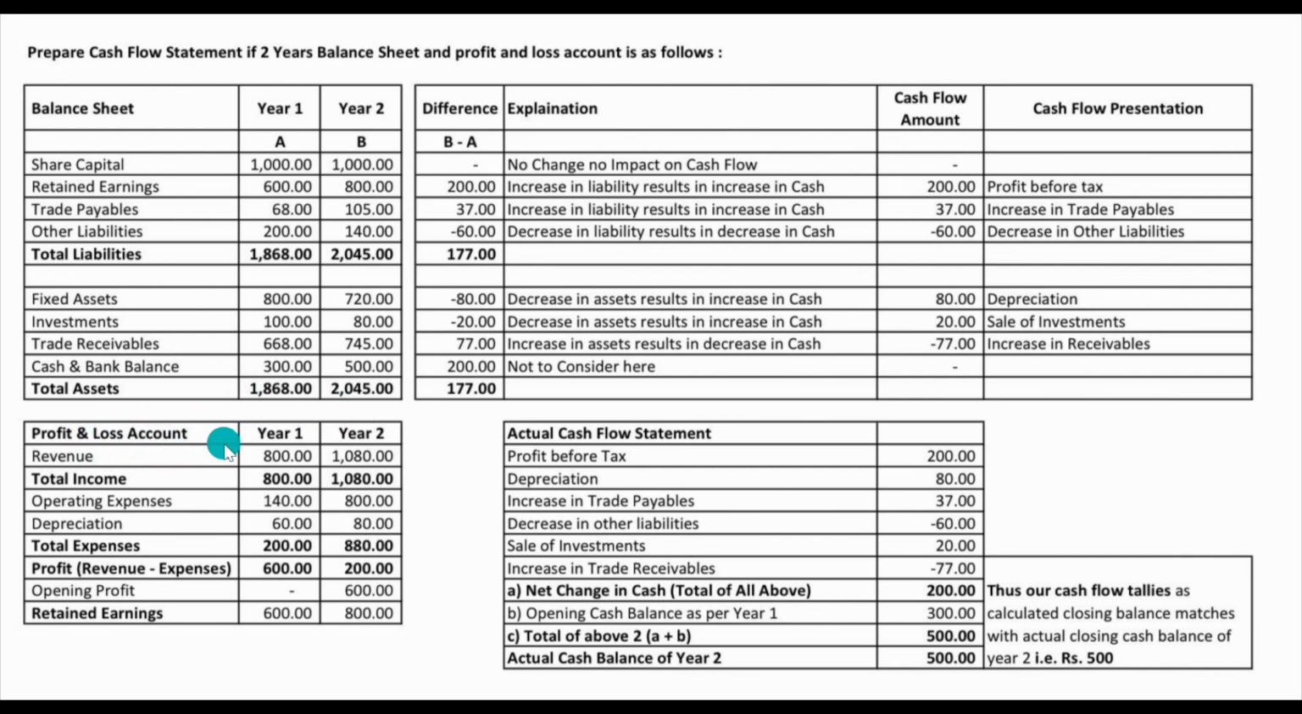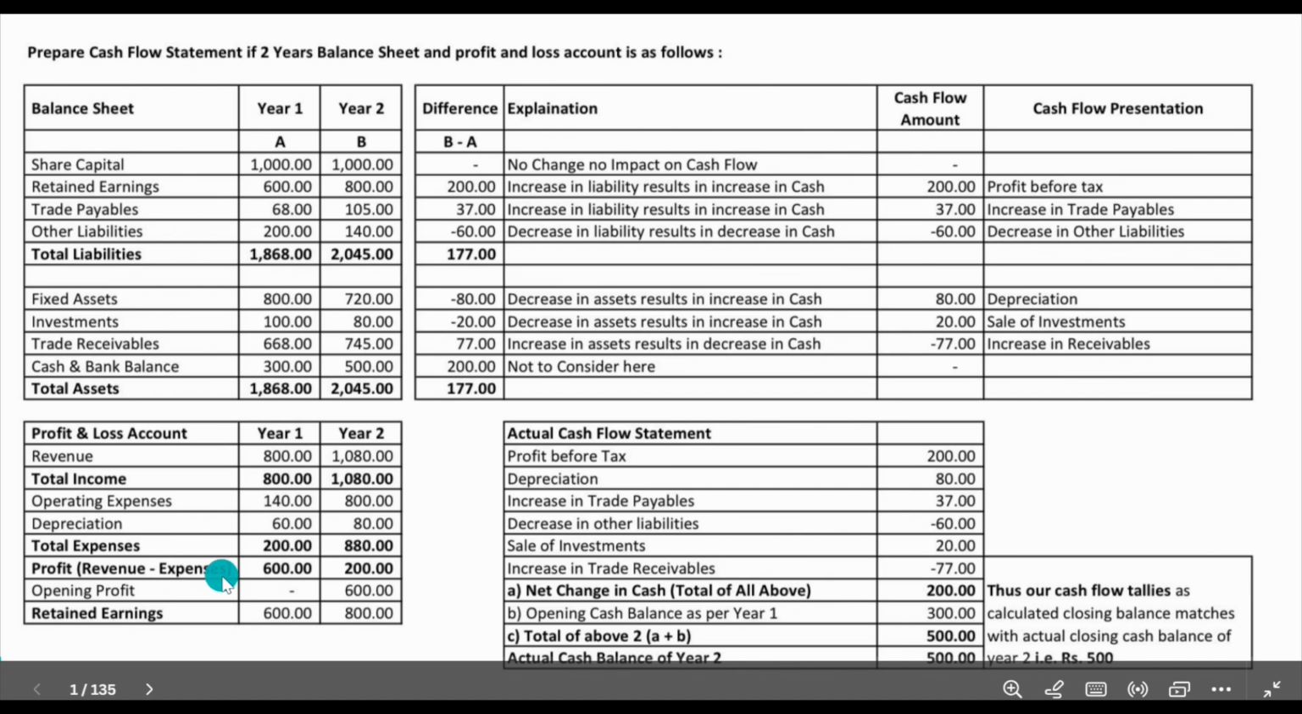In case of the P&L, year 1 revenue is 800 and year 2 is 1080. So total income of year 1 is 800 and year 2 is 1080. Operating expense 140 and 800, depreciation 60 and 80. So total expenses of year 1 is 200 and year 2 is 880. Profit is basically revenue minus expense. So 800 minus 200 is 600 and 1080 minus 880 is 200.